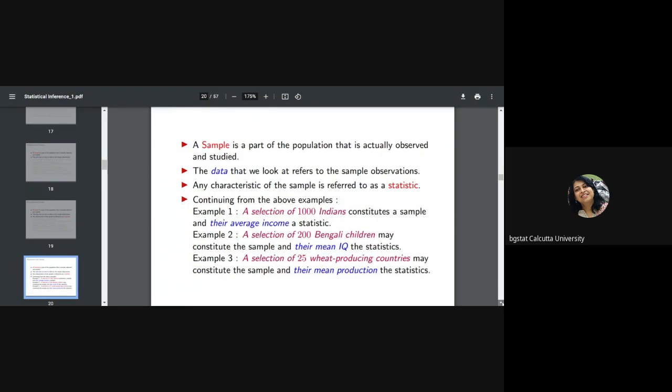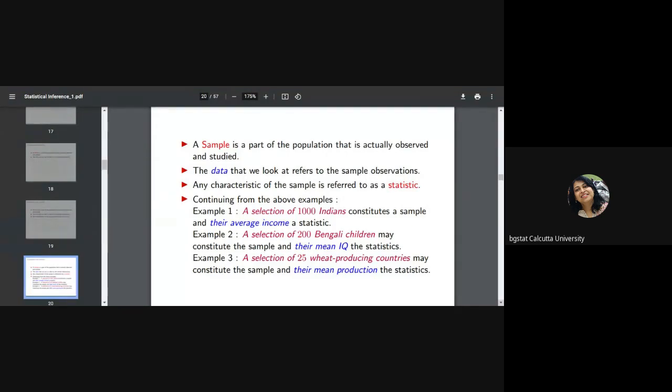Now, you know what the science of statistics, the discipline of statistics is, but we also use the word statistic in a singular sense in our subject. We use it to mean a particular thing. So we saw that any characteristic of the population is called a parameter. Similarly, any characteristic based on the sample is referred to as a statistic.